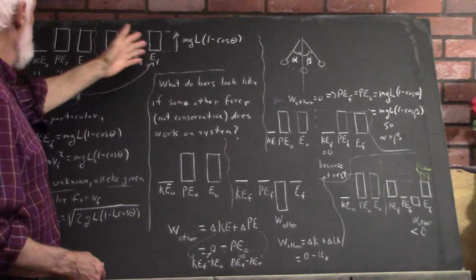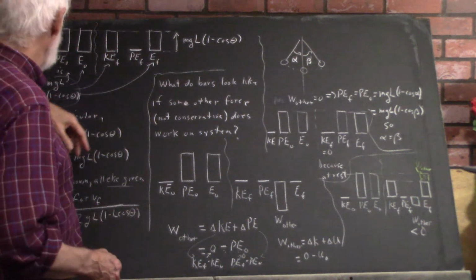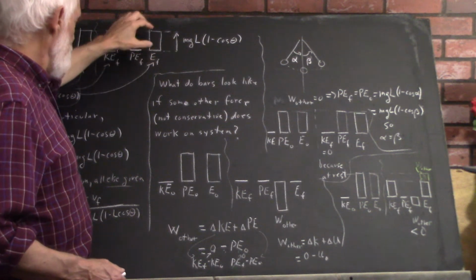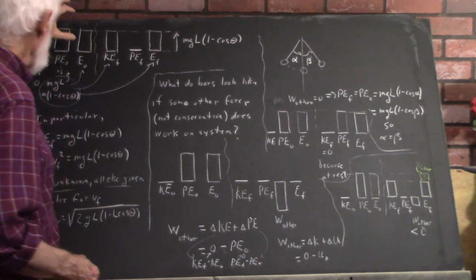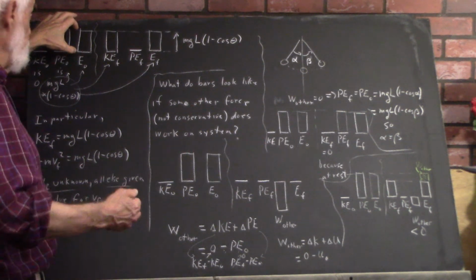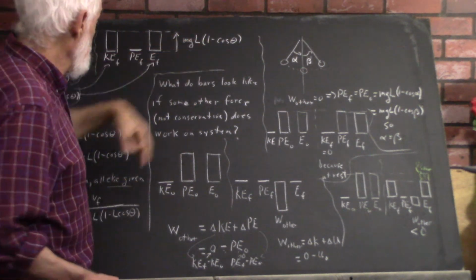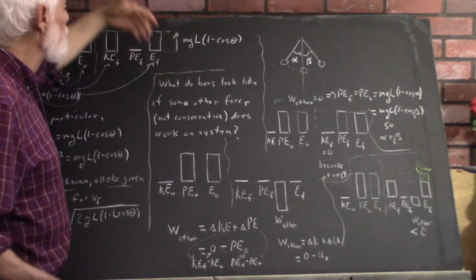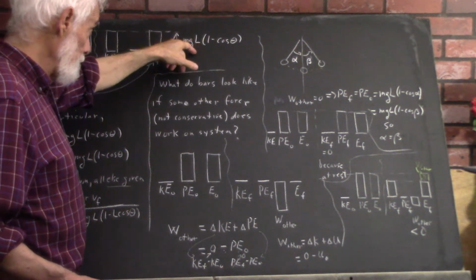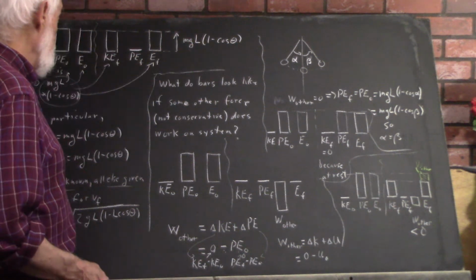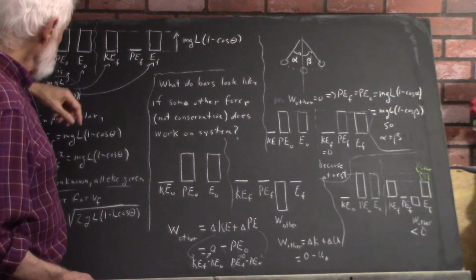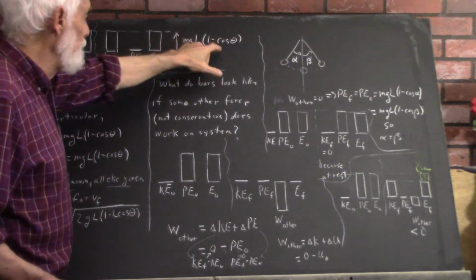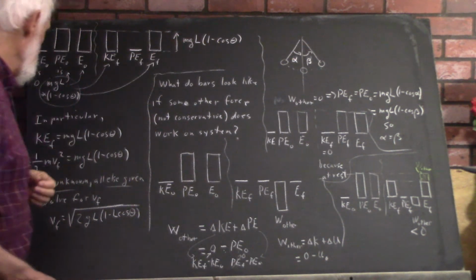Okay, then everything else follows from what I just said. And we see that the total energy before release is mgl times 1 minus cosine theta. Total energy after release, because the forces are conservative, is mgl times 1 minus cosine theta. And the final kinetic energy has to be mgl times 1 minus cosine theta.